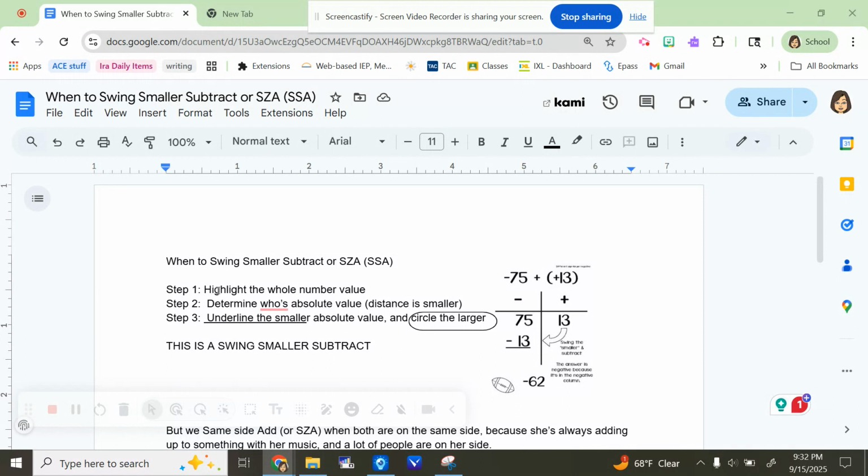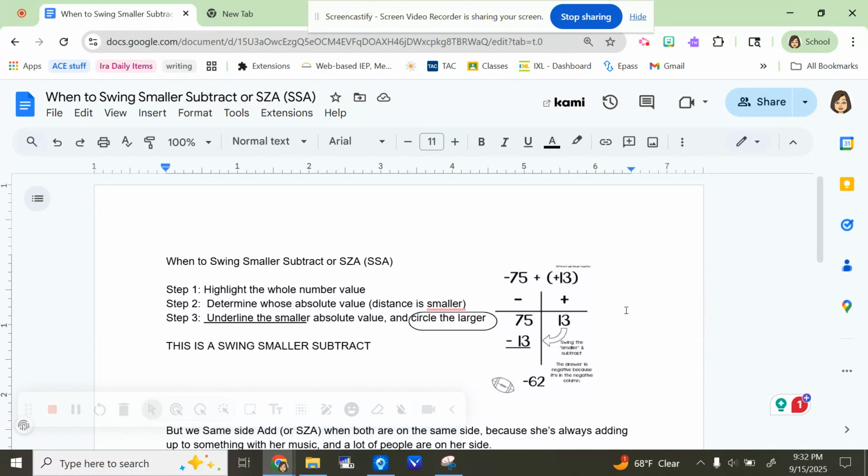When you have a problem, I first want you to highlight the whole number of each one, and I'll show you what that looks like in a moment. Determine whose absolute value, or distance, is smaller. That's a typo right there, so I'll fix it. You're going to underline the smaller, and then circle the larger. Then you swing, smaller, subtract. So when you have numbers that are both positive and negative, that's when you swing, smaller, subtract.